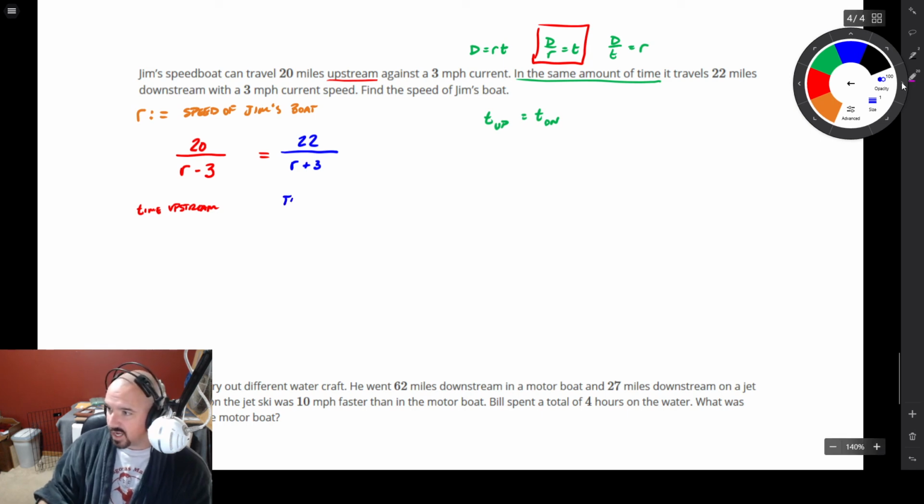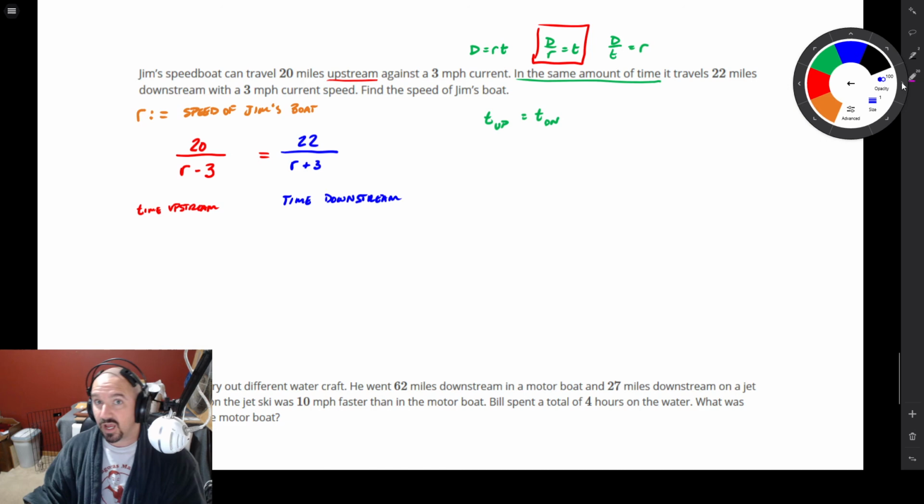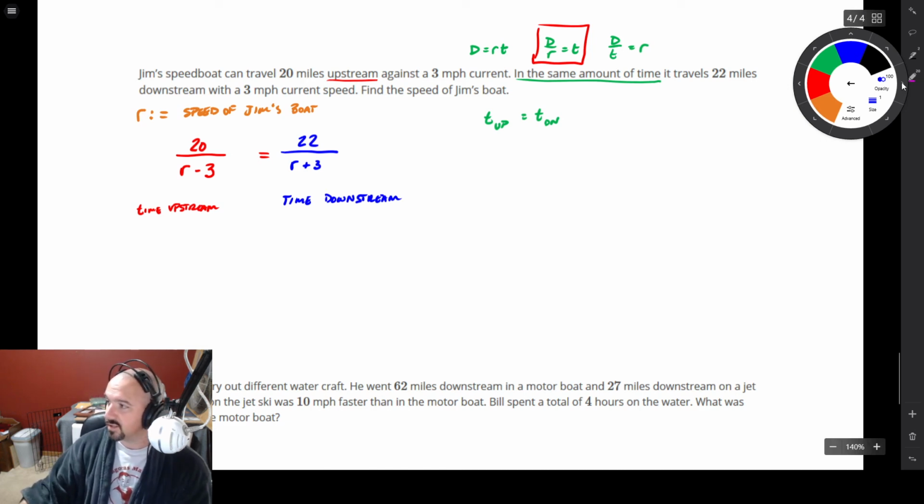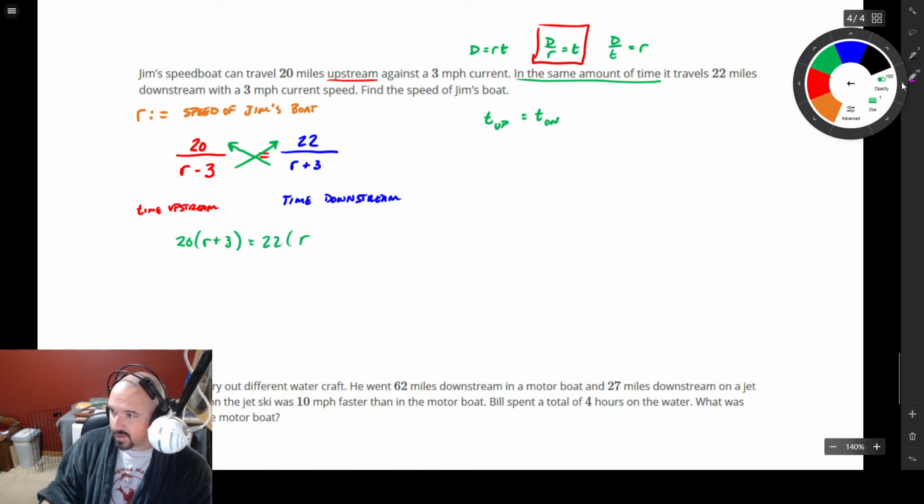This is our time downstream when it's helping you. So our time upstream is equal to our time downstream because in the same amount of time it takes him to travel 22 miles. So this sets up our equation here. And now how you want to do this is entirely up to you, but this is perfect for cross multiplying. It sets up a perfect proportion here. So I'm going to go ahead and cross multiply. That's going to give me 20 times R plus 3 is equal to 22 times R minus 3.